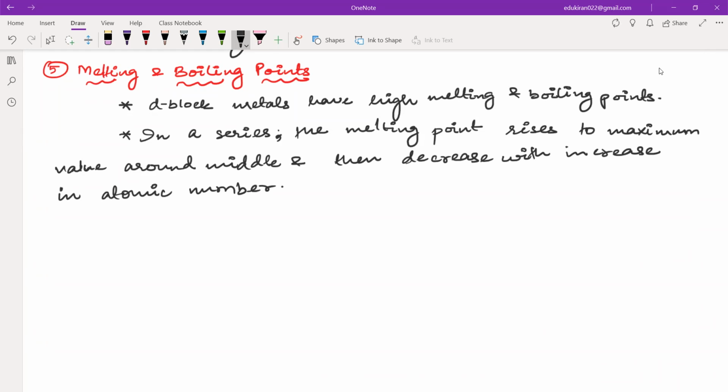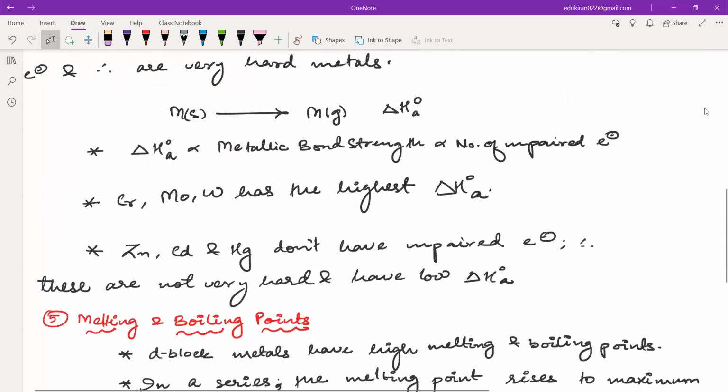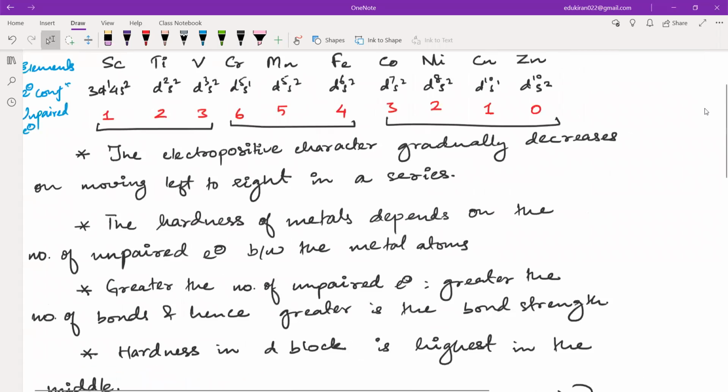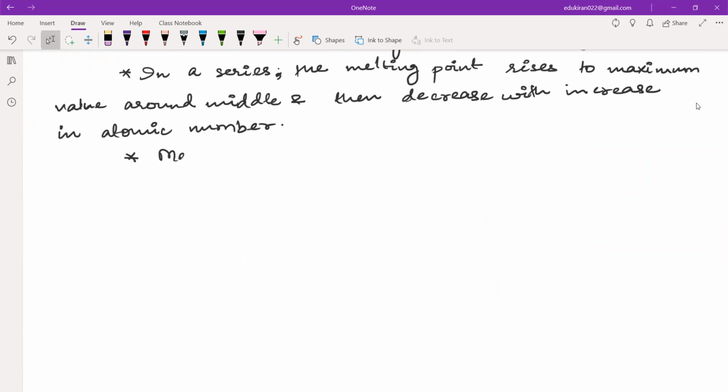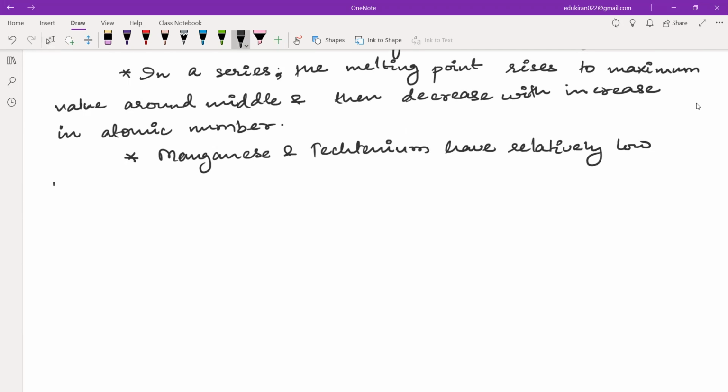The next observation that has been seen is that we have manganese, Mn, and then we have one element which is known as technetium. These, manganese and technetium, have relatively low melting points. They relatively have low melting points.